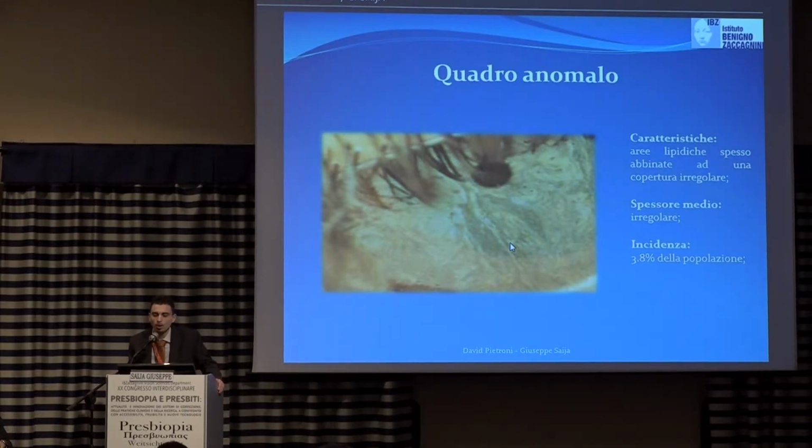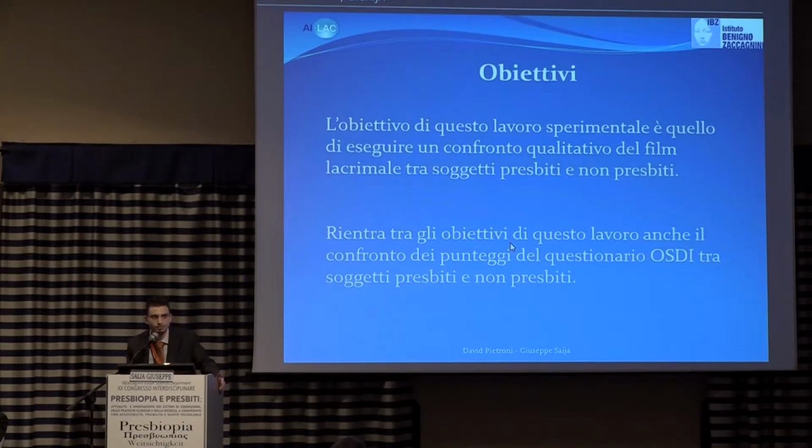This pattern is described as a condition of lipid areas with normal areas. In some areas, you may find lipid bumps, for example, but in other sites, you have complete absence of the lipid layer, so the thickness cannot be quantified because there is irregularity.